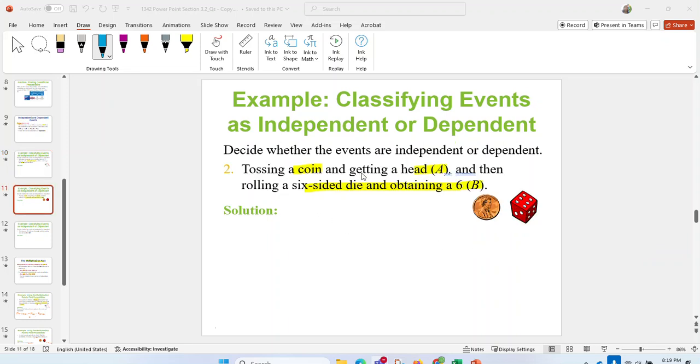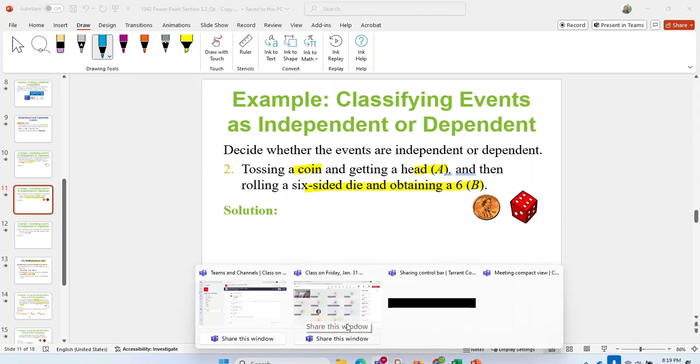Tossing a coin and getting a head, and then rolling a 6-sided die getting a 6. So is this dependent or independent? You toss a coin and get a head, and then you roll a die getting whatever, a 6 or 3 or 2 or 1. What do you think? Dependent or independent?